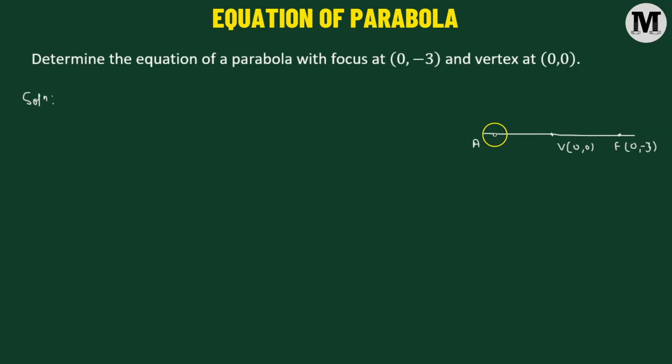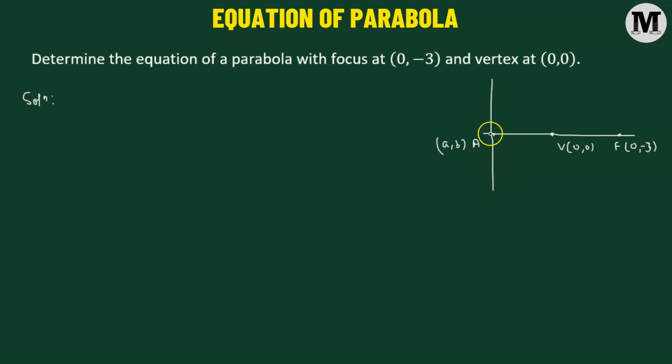Now, the point A, let's say it has the coordinates (a, b). We're going to choose point A in such a way that its distance from the vertex is exactly equal to the distance of the vertex from the focus. Now, we'll pass a straight line which is going to be perpendicular to the axis of the parabola and passing through the point (a, b). So this is going to be the directrix line.